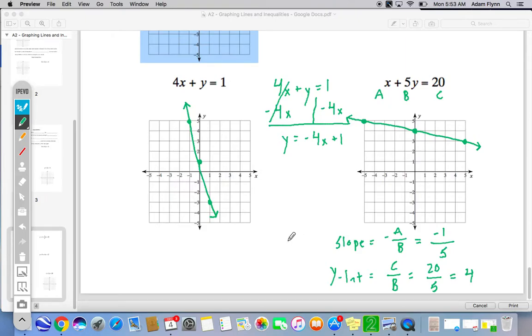And that's how you graph all 3 forms of linear equations. So at this time, I would go to the A2 practice for graphing linear equations, A, B, or C.